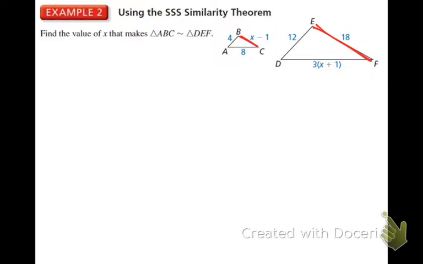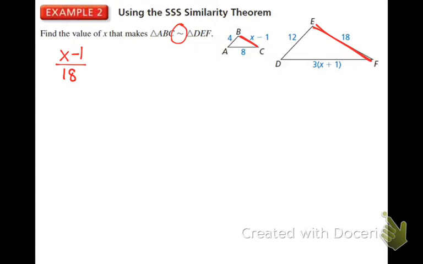Some people try to set them equal. Do they look like they equal? They do not. They're not the same length. They are, however, proportional because the triangles are similar. So if they're proportional, what can we do to solve for x? Make a proportion. So I'm going to say x minus 1 over 18.